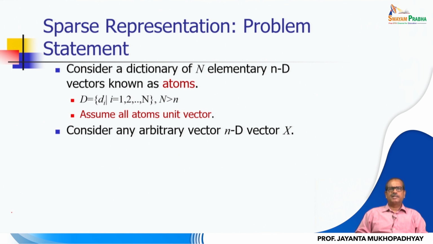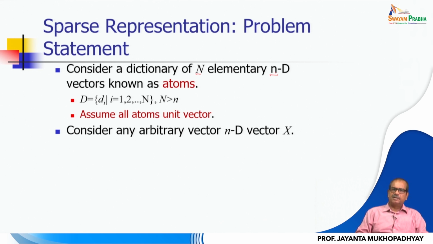Now, in this problem, we consider we have a dictionary of n-dimensional vectors. Here you can see that we have used two notations. One is capital N, another one is lowercase n. The small letter n denotes the dimension of the vector, and capital N denotes the number of elements in the dictionary, or the number of vectors in that dictionary. Each vector in the dictionary is called an atom.